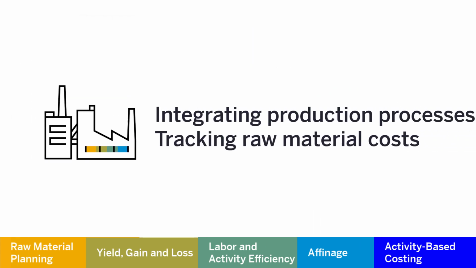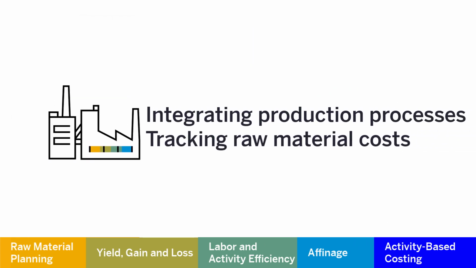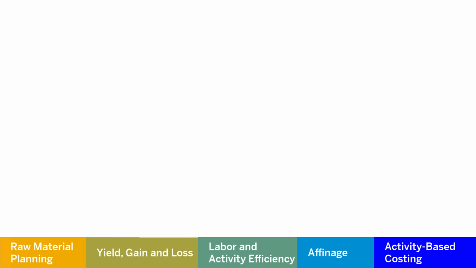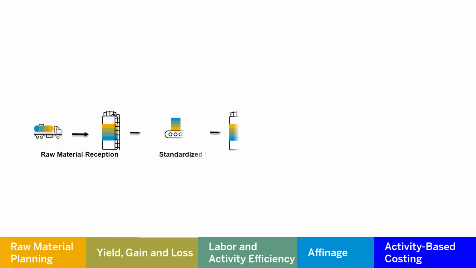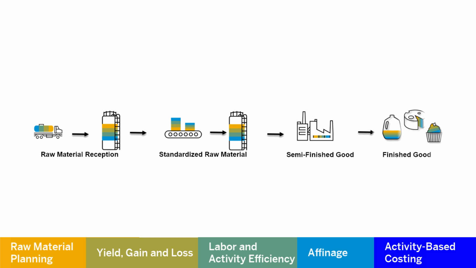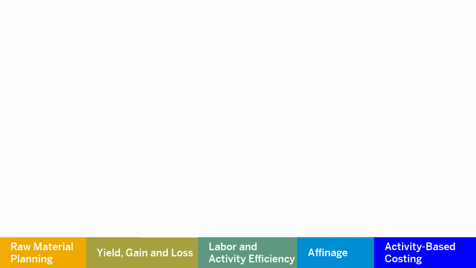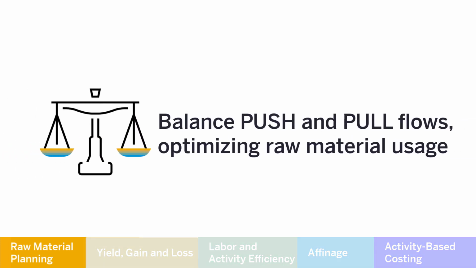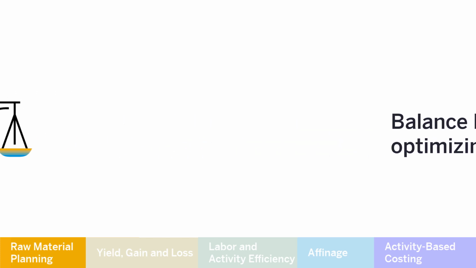Production processes should be integrated, and tracking raw material costs and efficiencies are key to success at all stages of production, including subcomponent-based processes, to more easily identify where losses originate. Balancing the raw material supply with the raw material demand.